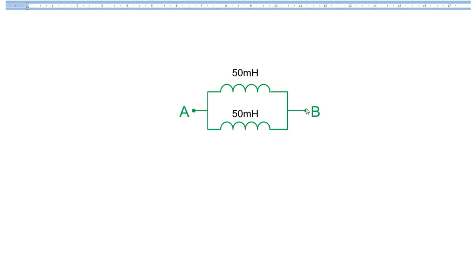So the total inductance of a 10 millihenry inductor with a multitude of 100 millihenry inductors in parallel is going to be less than 10 millihenries.